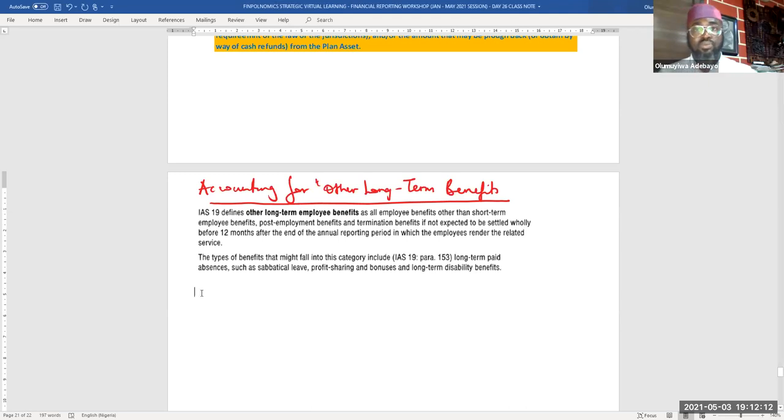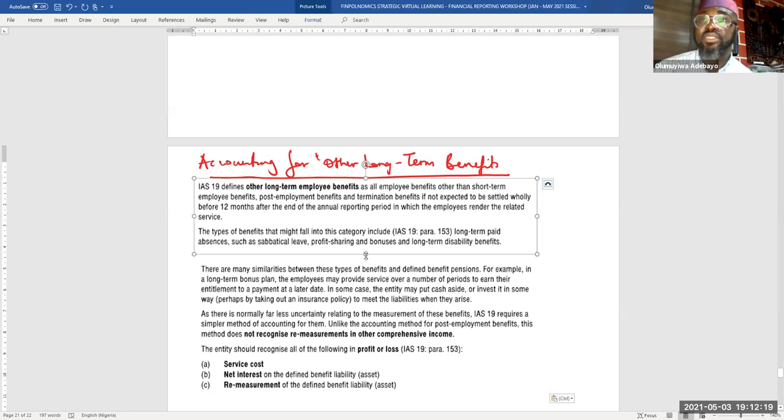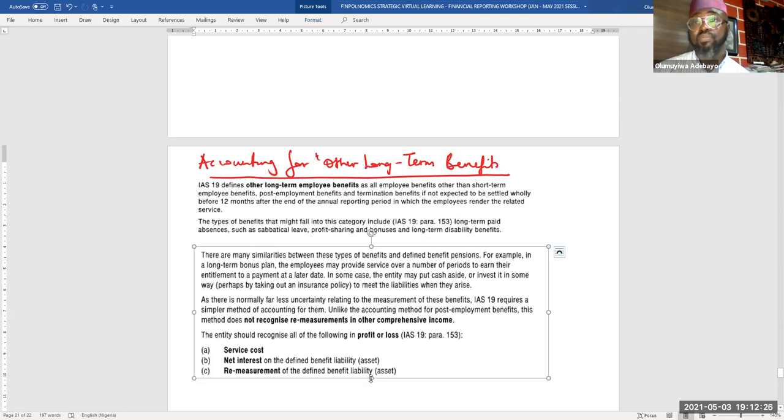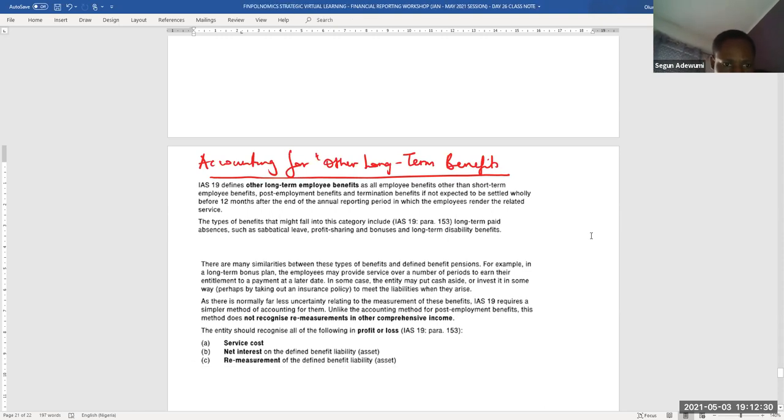Now, to fast track it based on what we have discussed, okay? Shagun, can you read this and let us summarize it? Okay, sir. Accounting for other long-term benefits.